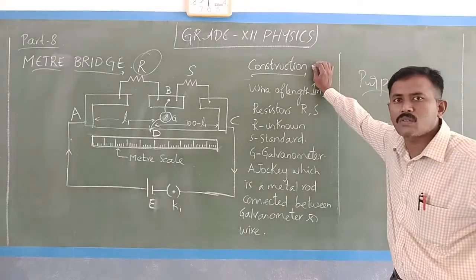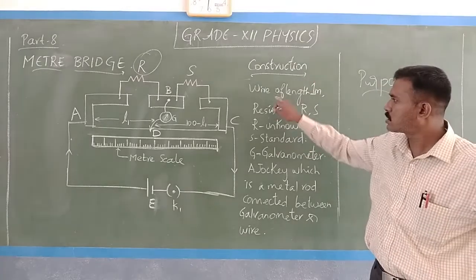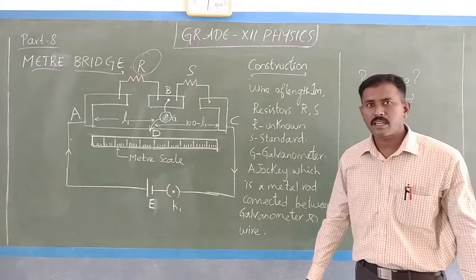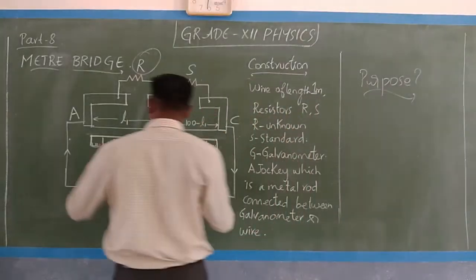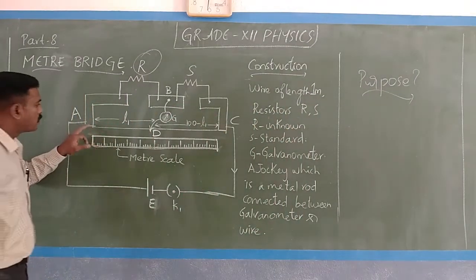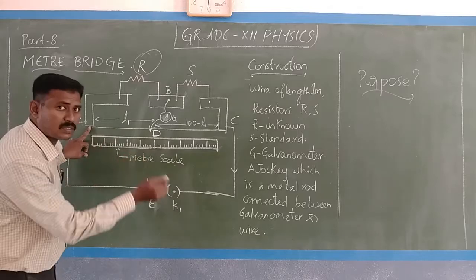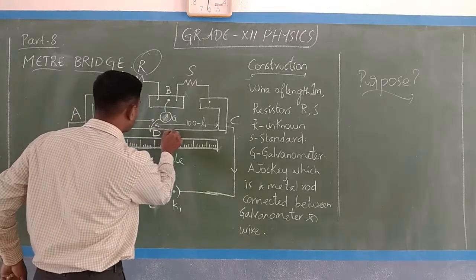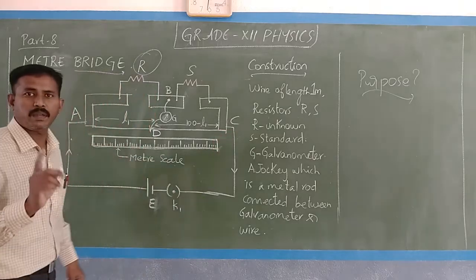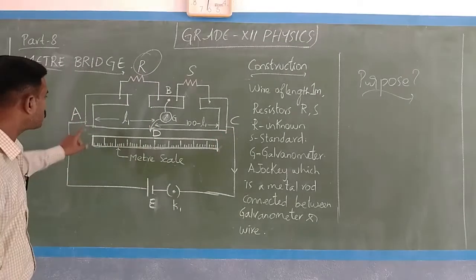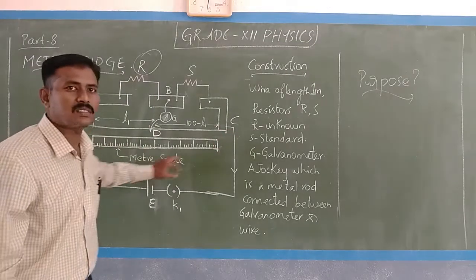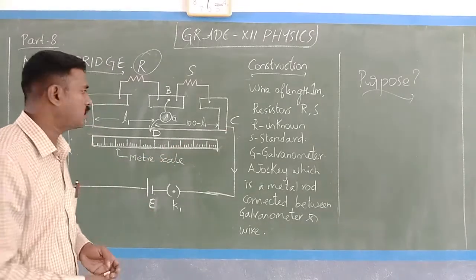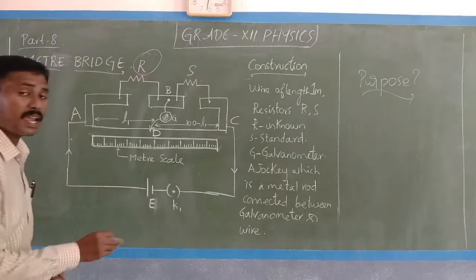What is the construction of this arrangement? This construction has a wire of length 1 meter. This wire, I will highlight with this color. You listen carefully. This wire is of 1 meter length. This is connected to two terminals A and C. So what are these? I will highlight this.